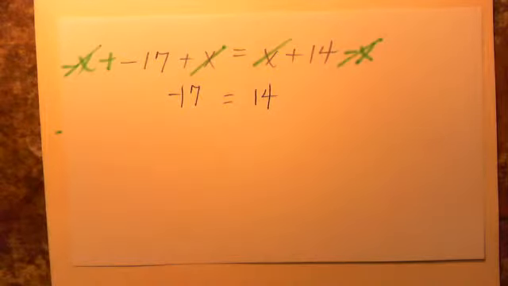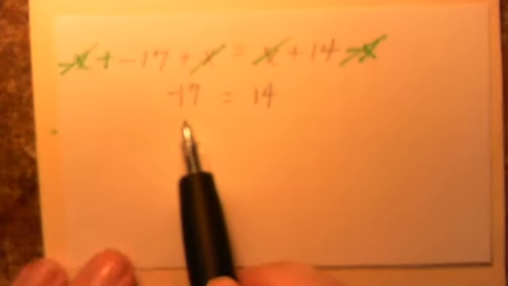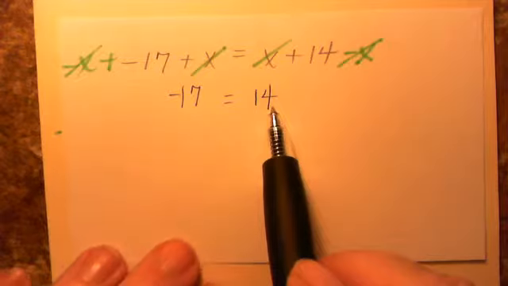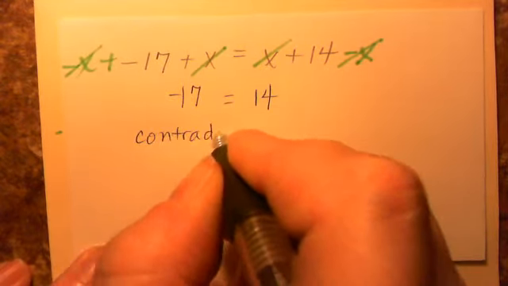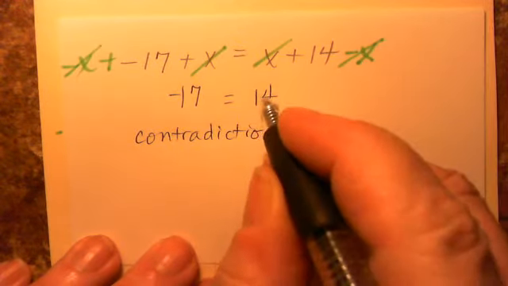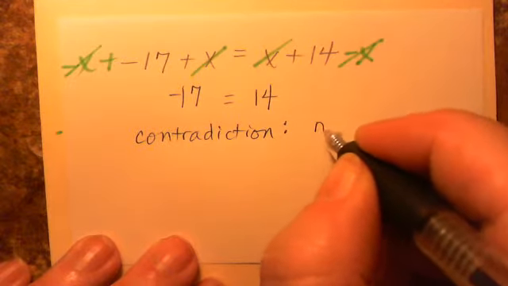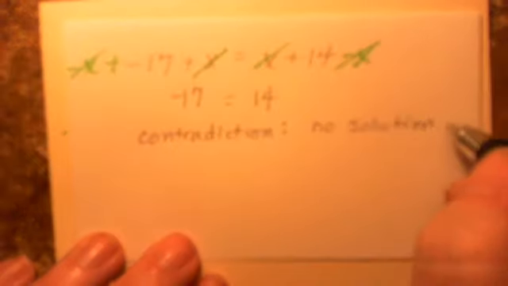Now this is similar to the one we just looked at because we were trying to isolate the variable term and it went away, but we don't have a true statement here. We have a false statement. Negative 17 equal 14 is not a true statement. It is a contradiction. It's false. We call it a contradiction. And because we have a contradiction for our result, we say there is no solution. There is no real number that will check true.